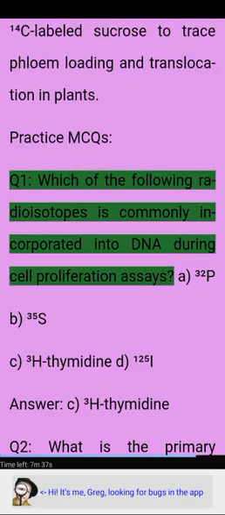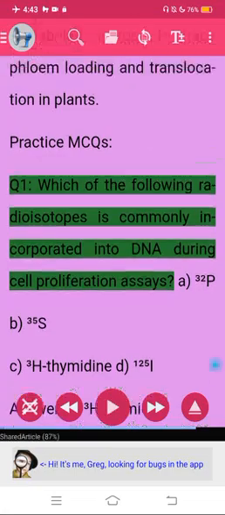Practice MCQs. Q1. Which of the following radioisotopes is commonly incorporated into DNA during cell proliferation assays?